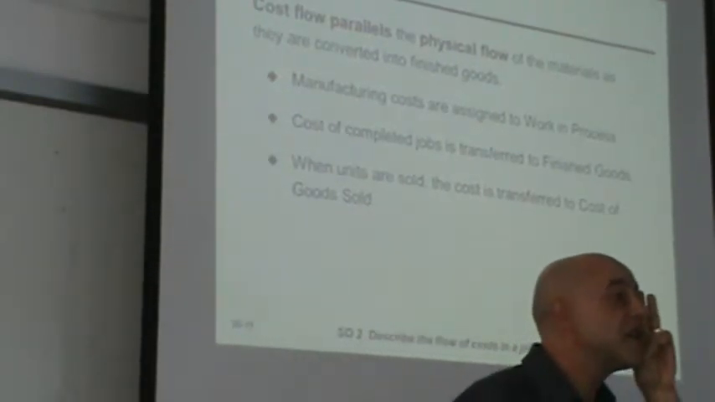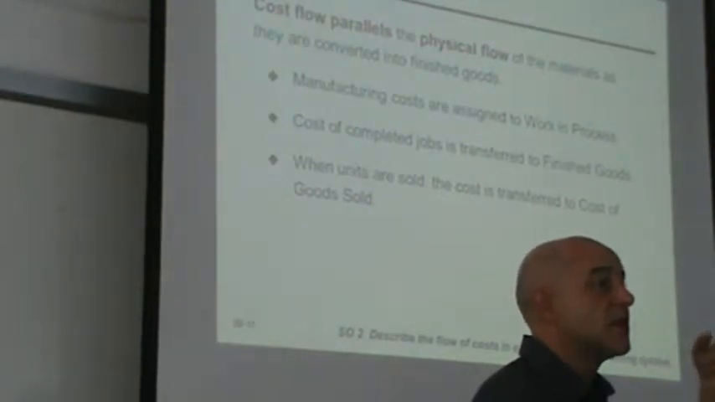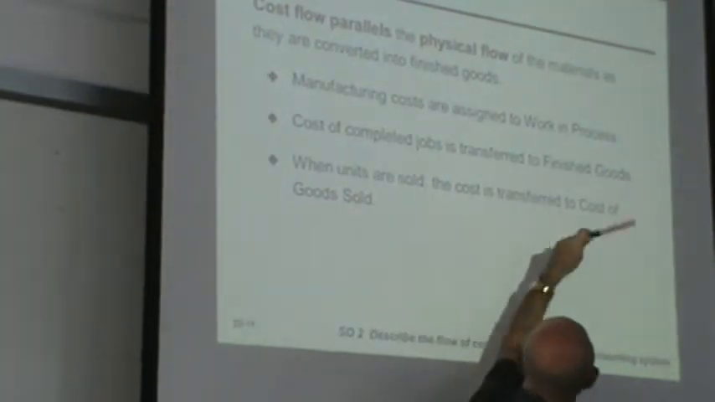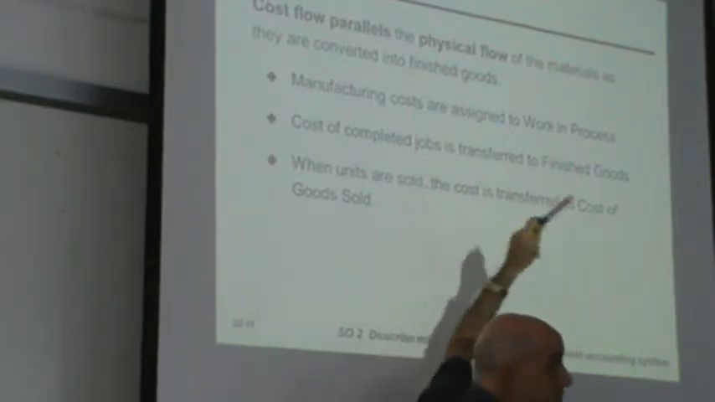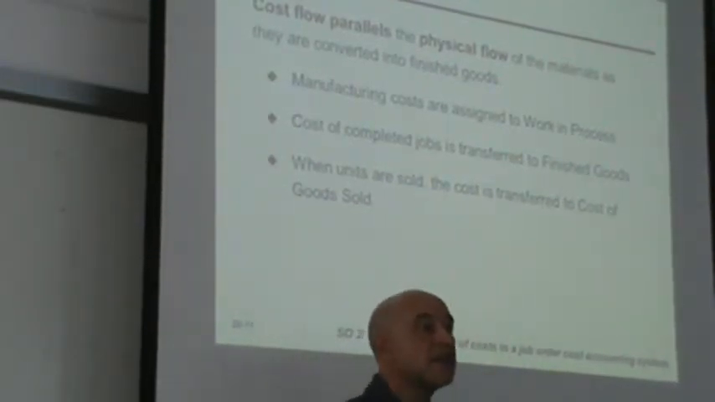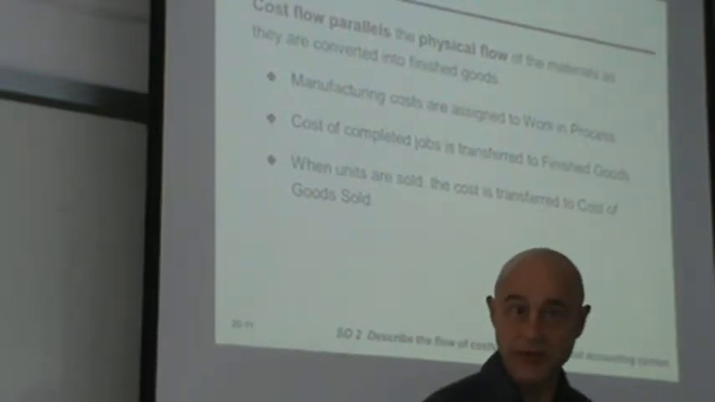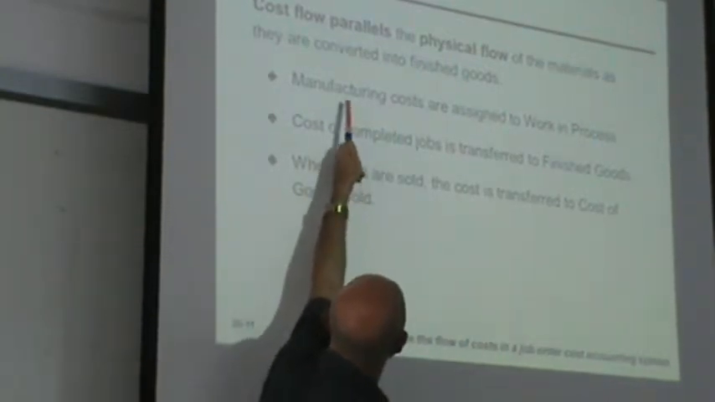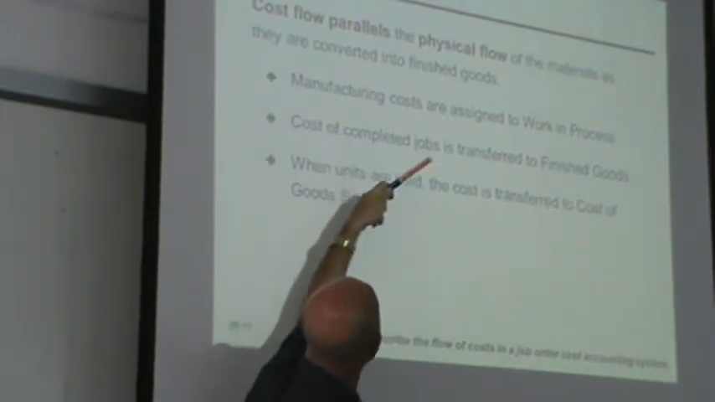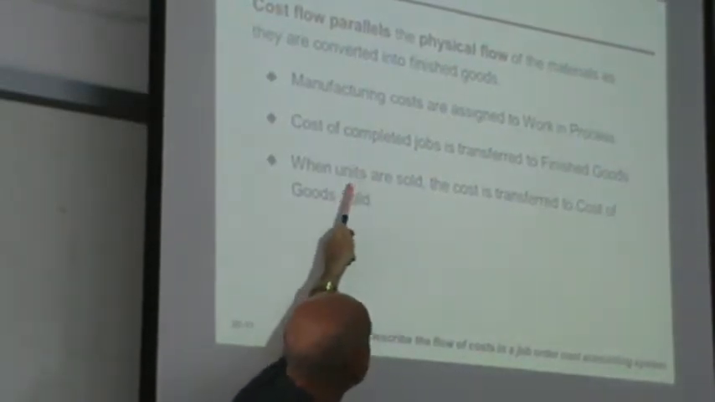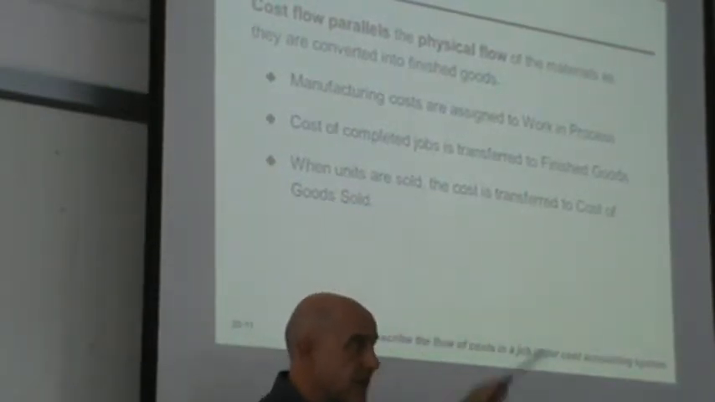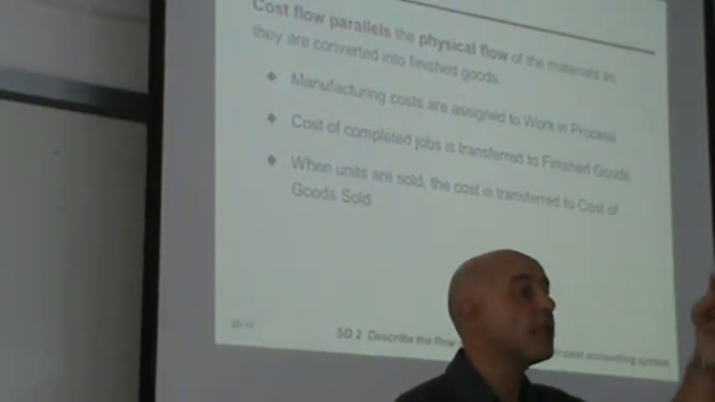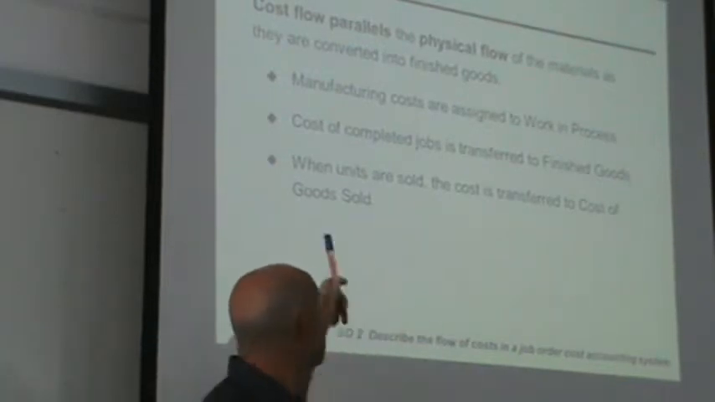So you see here you have step one, step two, step three. Step one, manufacturing costs, work in process. Step two, completed job. Step three, selling the product. Okay? So if you want to think in terms of a product, the first one is working the product, the second one is completing the product, the third one is selling the product. These are the three primary steps in the flow.